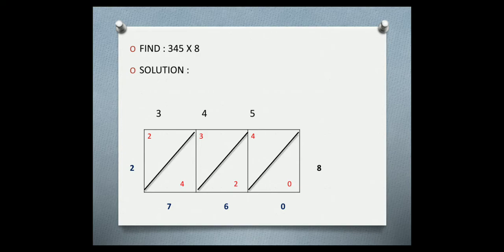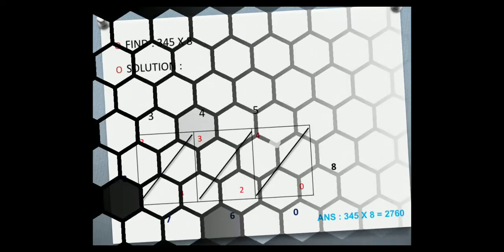Yes. Now you have to write. So how will you write the answer? Start from which side? Left side. Don't forget. Well done. So how will you read? 2760. 2760 is my answer. Let's check. Well done, children. So when I multiply 345 into 8, my answer is 2760. Wow, well done.